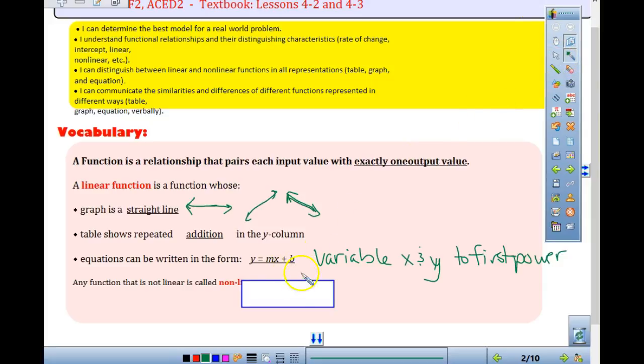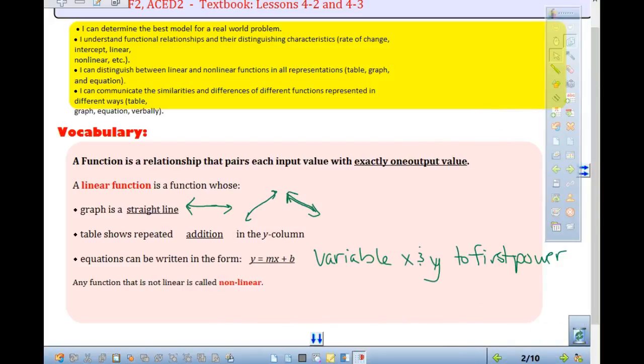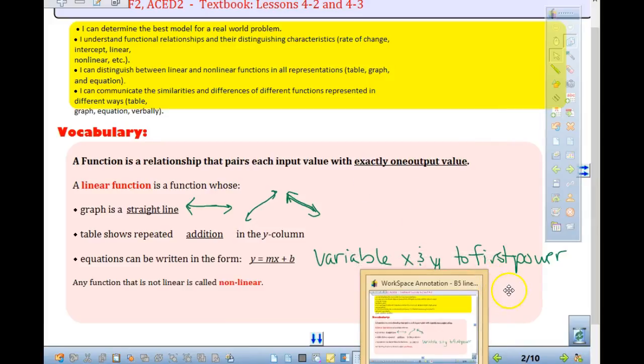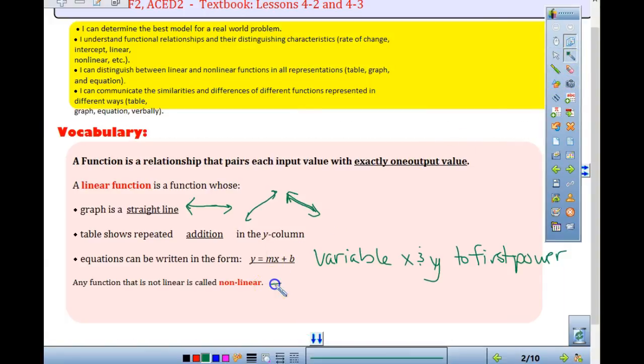And then nonlinear, what does it look like? Any function that is not linear is going to be nonlinear. So when we look at nonlinear, we're going to explain a little more, it is just going to be not a straight line, right? Just not that straight line.